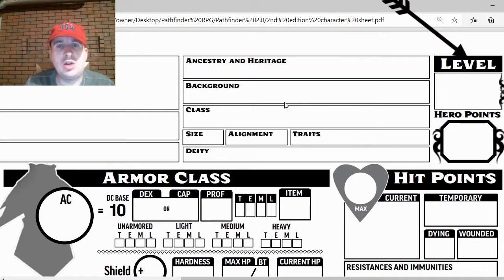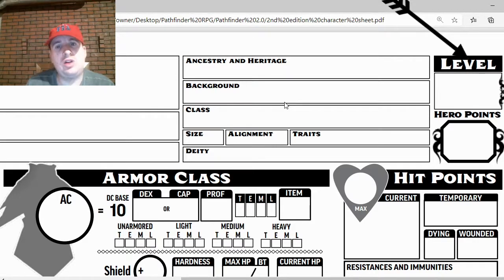Now let's talk about your character's level. This is a representation of how powerful your character is. You gain greater levels by either gaining enough experience points to level up through role-playing or defeating monsters, or by reaching a certain point in the story of the game, based on what your game master or GM wants to do.